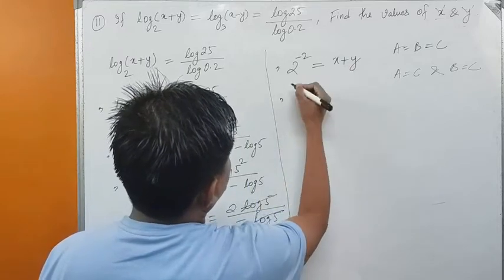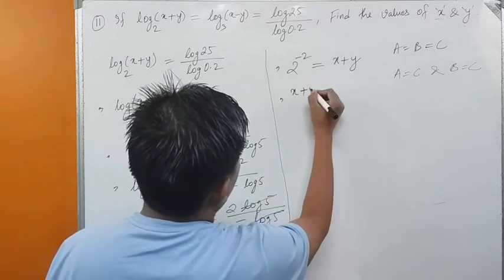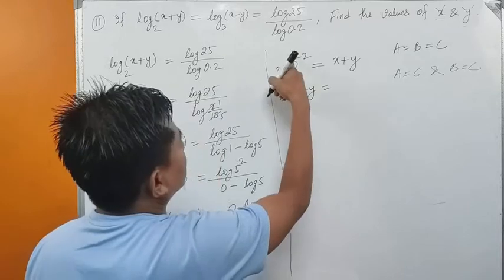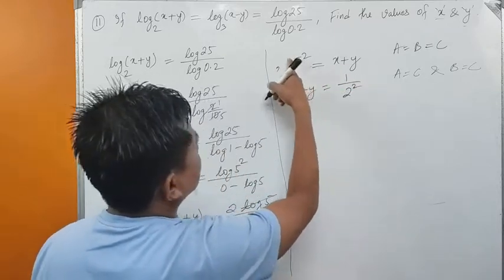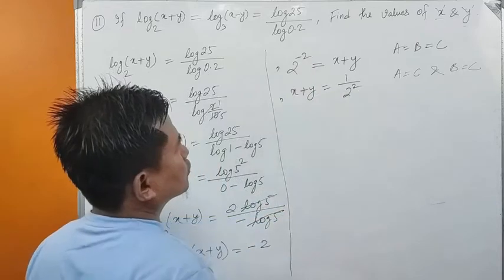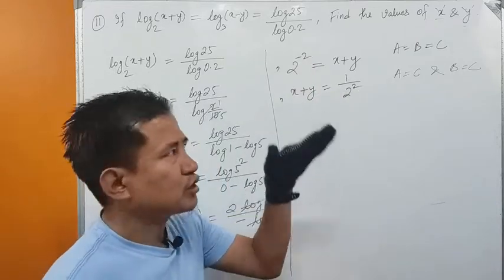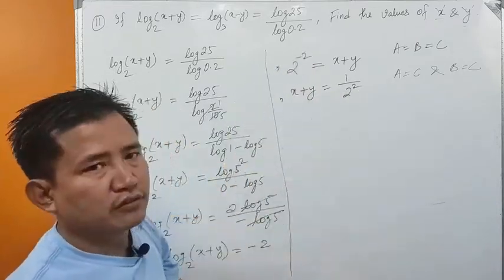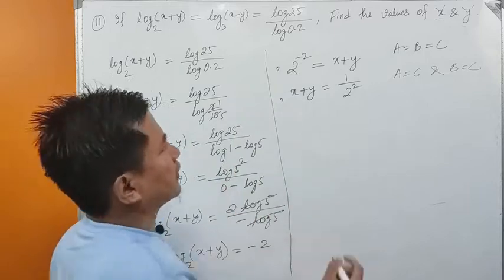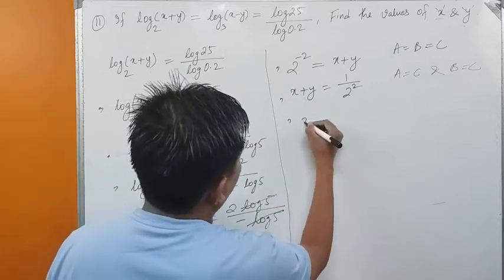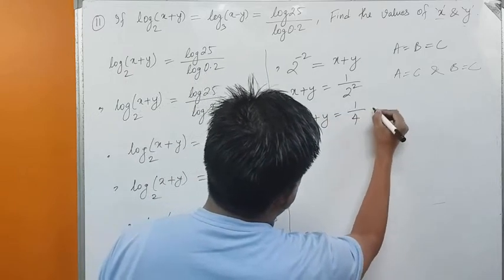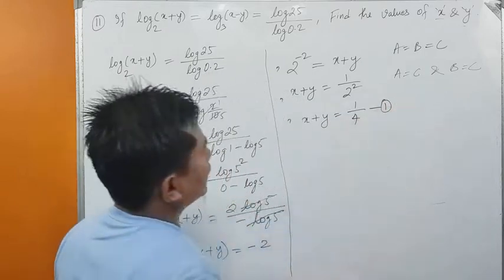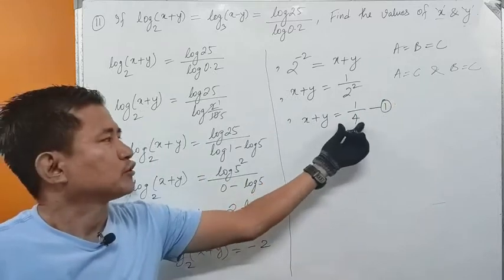Or let us bring this x plus y to the left hand side, equals 2 to the power minus 2, which means 1 upon 2 squared. Minus 2 goes to the denominator and becomes plus 2. The sign of the power changes when we take a number from the denominator to the numerator or from the numerator to the denominator. So x plus y equals 1 upon 4. This is equation 1: x plus y equals 1 upon 4.